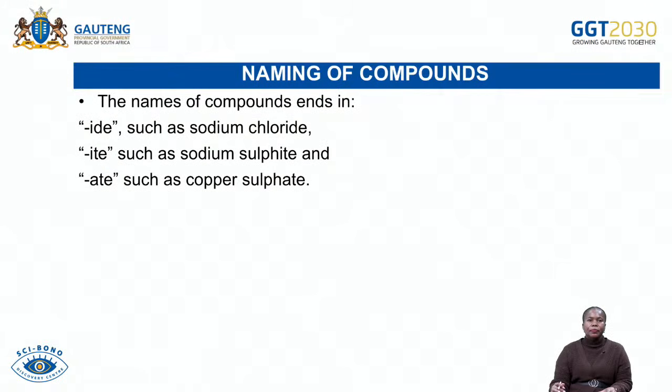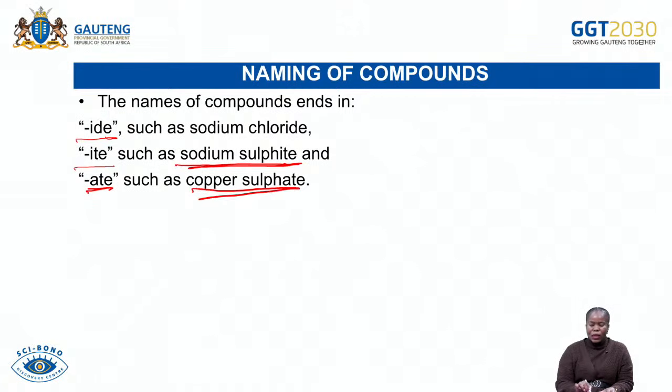Now, when naming compounds, we usually end with an "ide", an "ite", or an "ate". For example, sodium sulfide, or in copper sulfate. That helps us show the combination of the elements that have combined together.